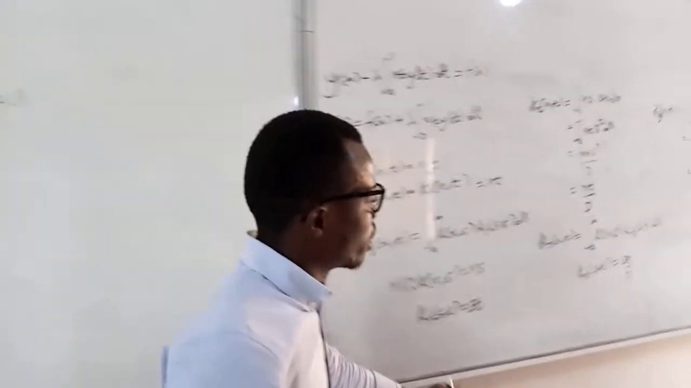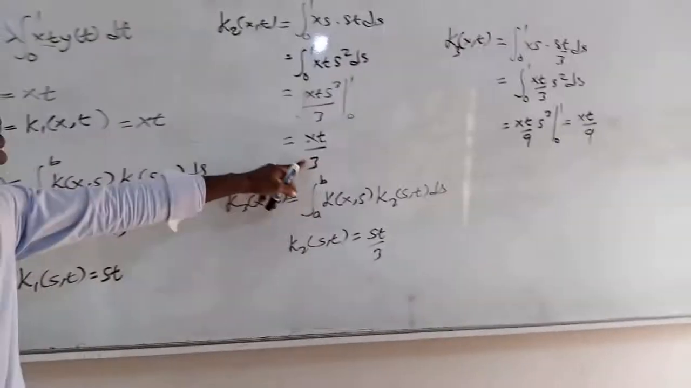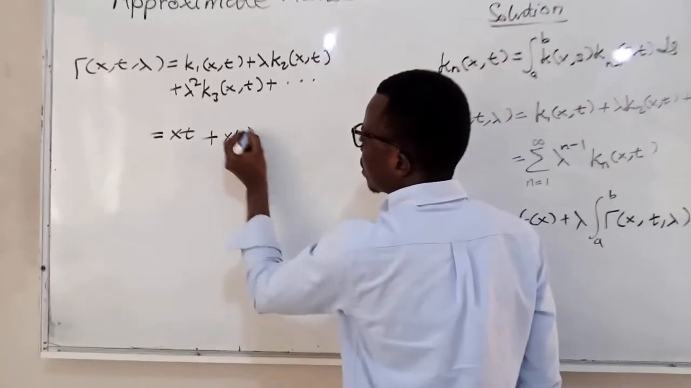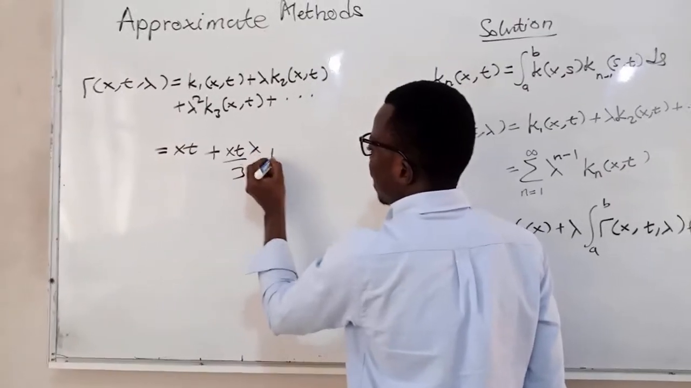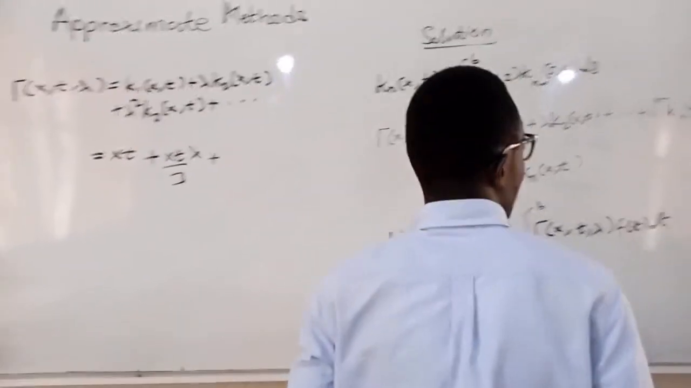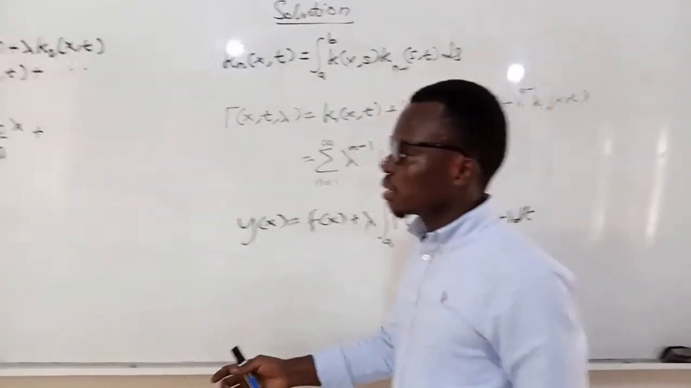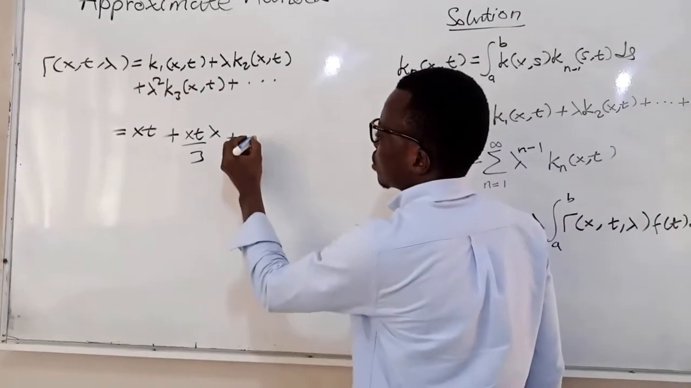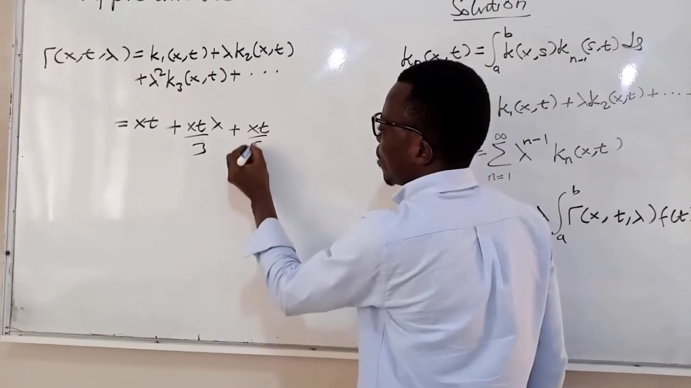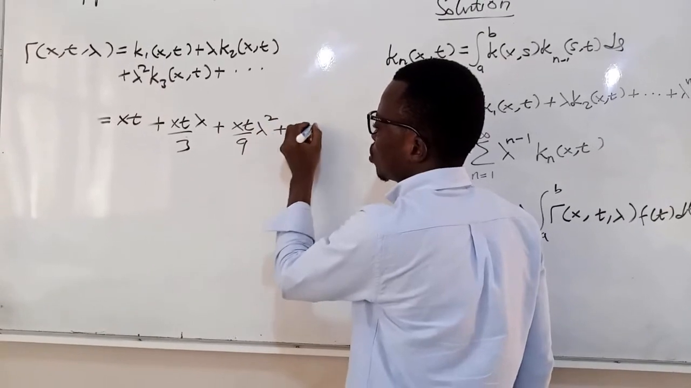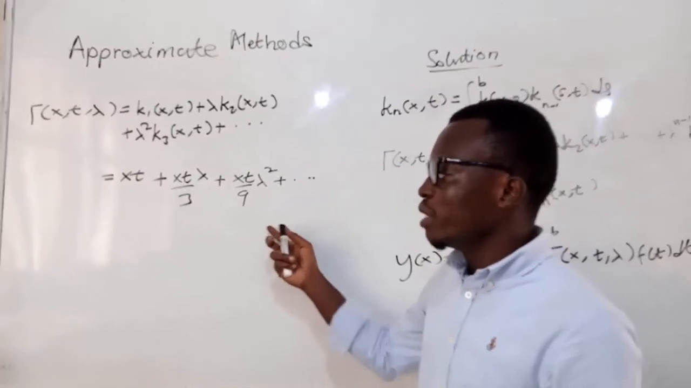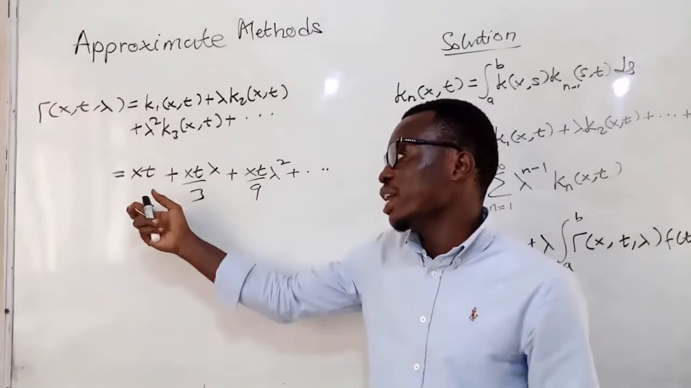We have this to be equal to st plus our K2 of st. We were able to solve it: K2 of st is st divided by 3. So we need to put it into this equation. We're going to have st lambda divided by 3 plus our K3, which was also giving us st divided by 9, so st divided by 9 lambda squared, plus dot dot dot. If you study this series, you will see that it's a geometric progression. Since it's a geometric progression, you can easily find the ratio of progression.